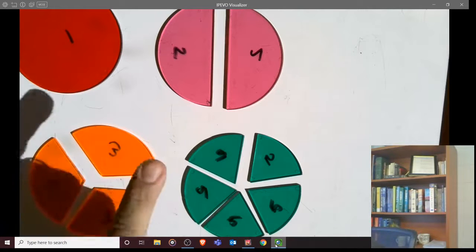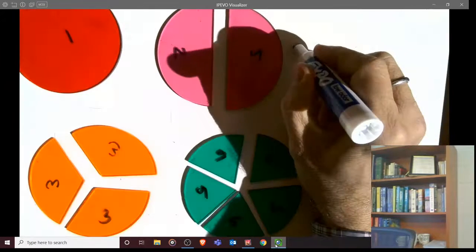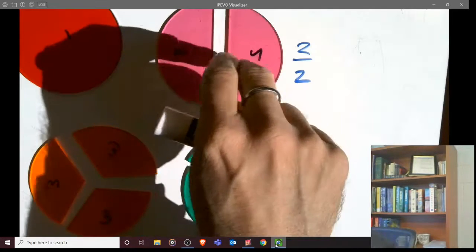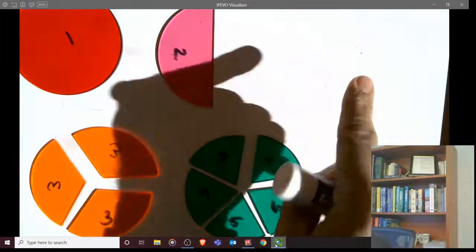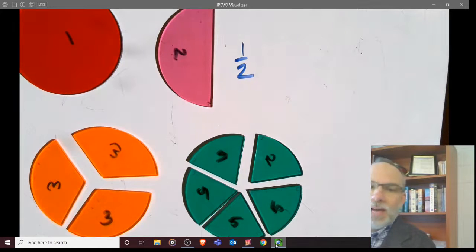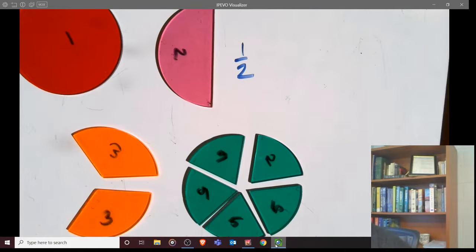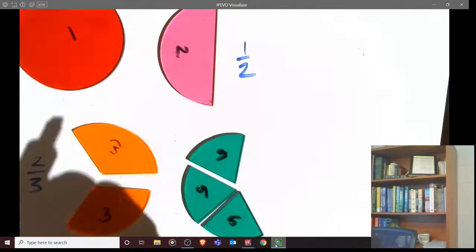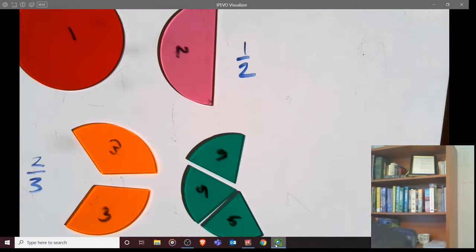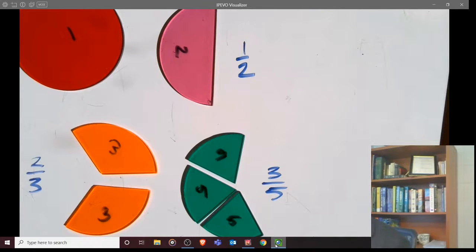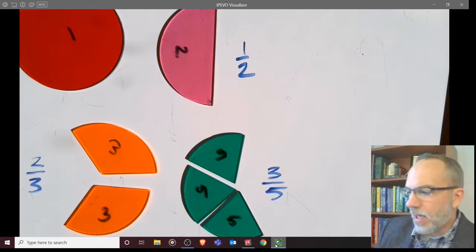So if I took this part right here, right now what I've got is 2 parts out of 2 total. So I've got a whole thing. But if I somehow were to remove one, now I don't have 2 halves. Now this is just 1/2. And if I pull one of these parts away here, now I've only got 2 parts out of 3. And if I pull 2 of these away, now what have I got down here on the right? I've got 3 parts out of 5.